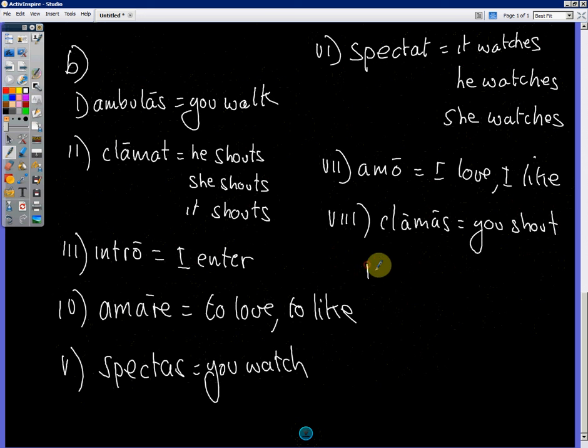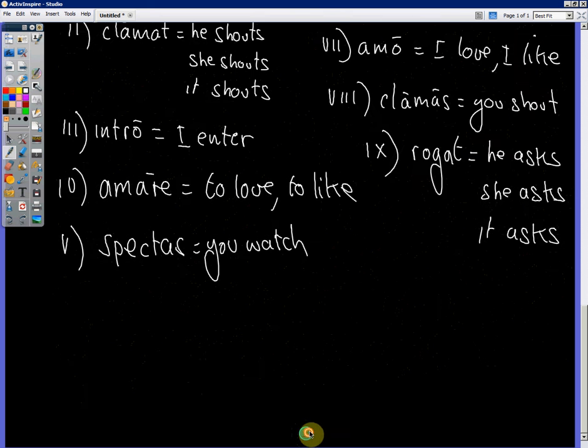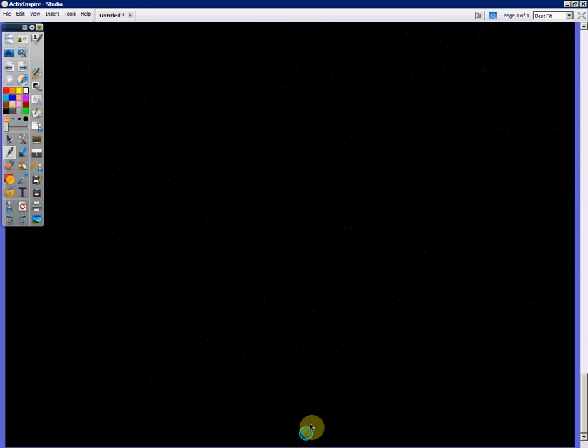And number 9. These Roman numerals, we'll get onto those later, but you should be picking them up if you don't know them already as we're going through. Rogat means he asks. It can also mean she asks. It can also mean it asks. Any 3 of those will get you the correct answer. That's number 9. Number 10 was rogas. Rogas means you ask.